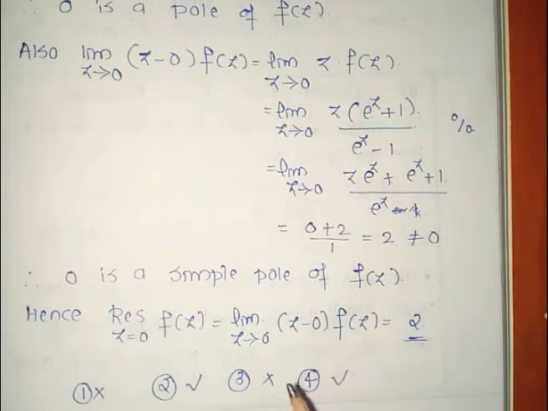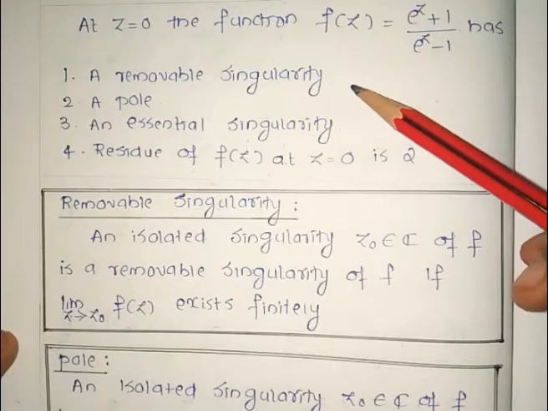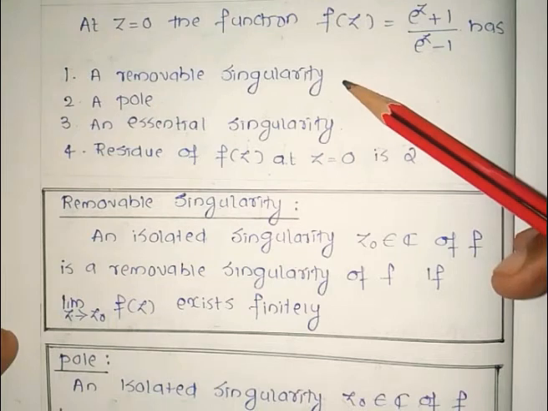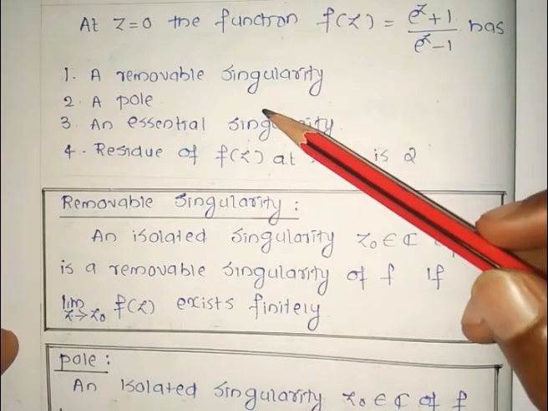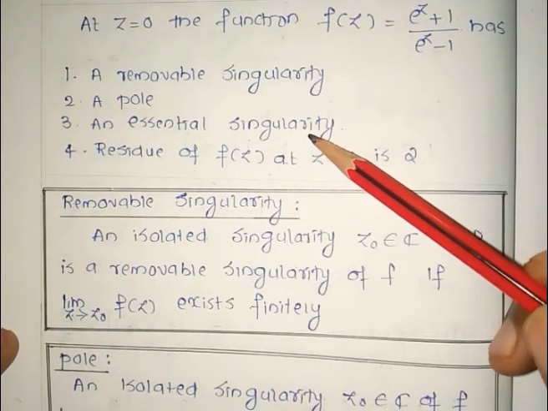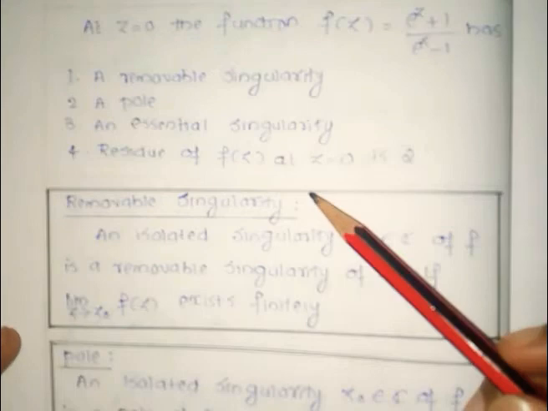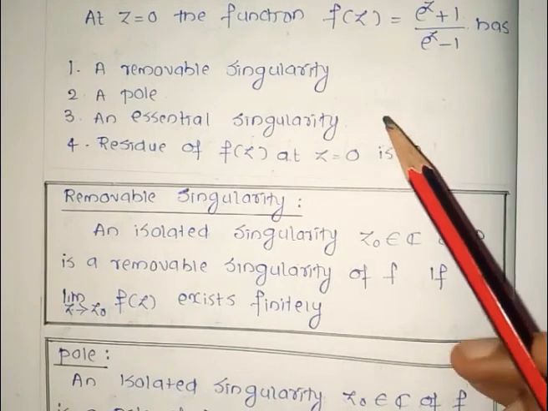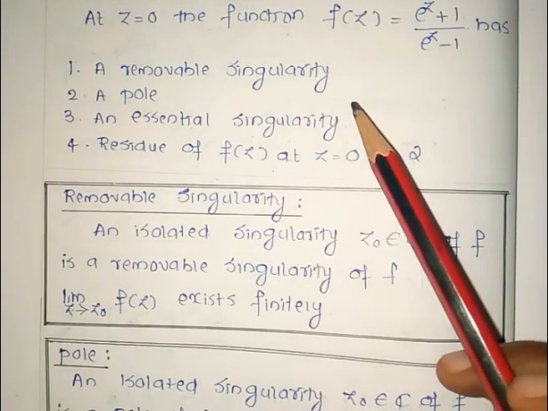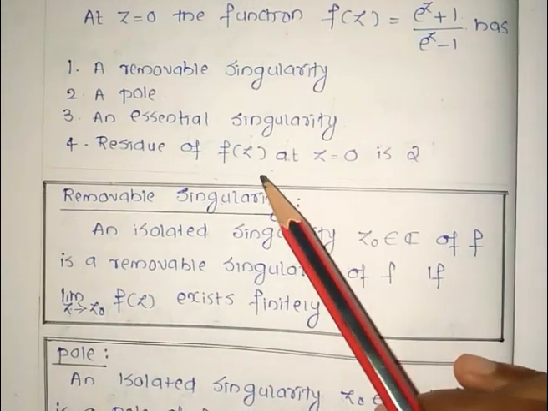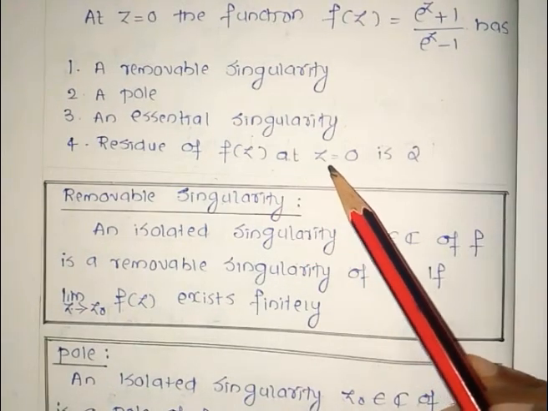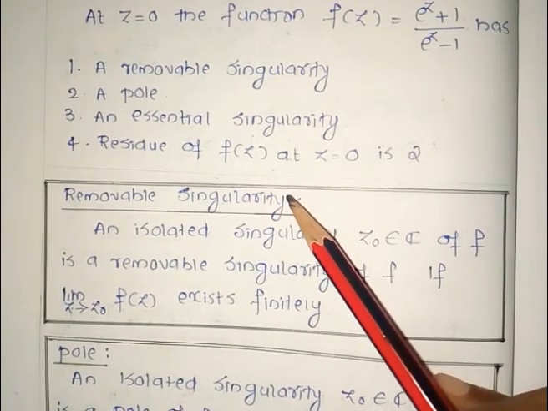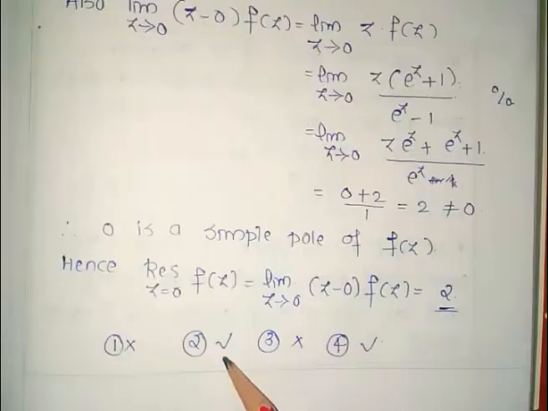Now we go to our options. Our first option, a removable singularity, is false; a pole is correct; the third, an essential singularity, is false; and the residue of f(z) at z = 0 is 2, which is also correct, because we found that z = 0 is a pole and the residue of f(z) at z = 0 is 2. So the correct options of this question are option number 2 and option number 4, and the remaining options are wrong. Okay.